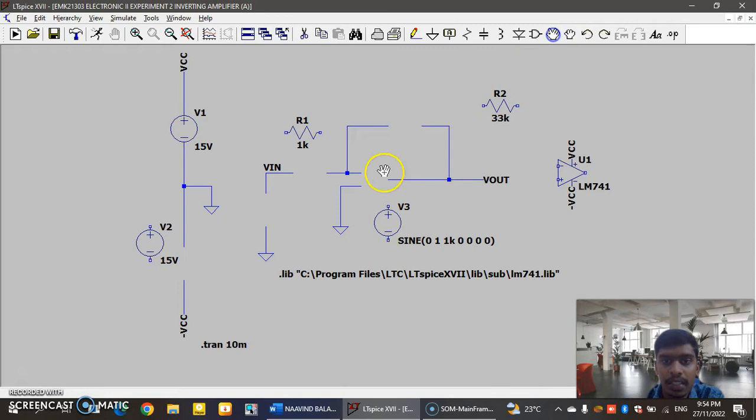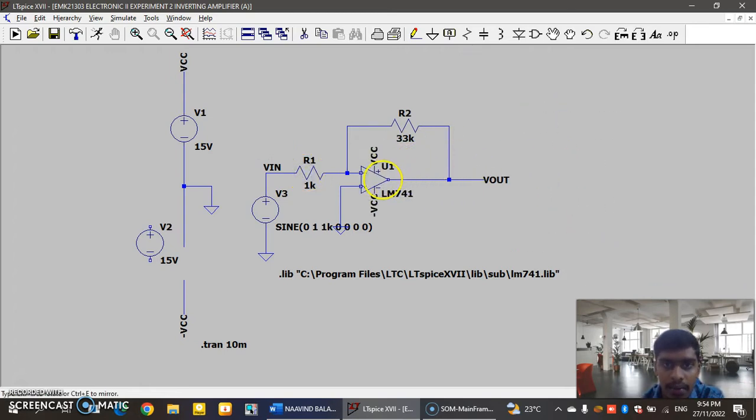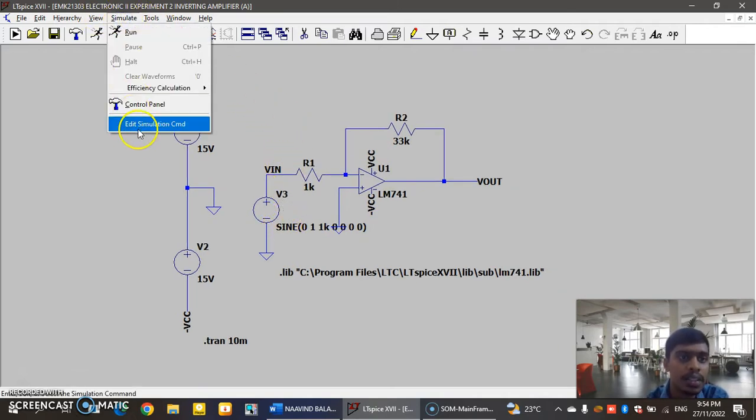I have the power supply source to the negative. So this one should be here, then this one here, then my amplifier, then my power supply. Once I completed this, I just need to go to the edit simulation command, which I already done.